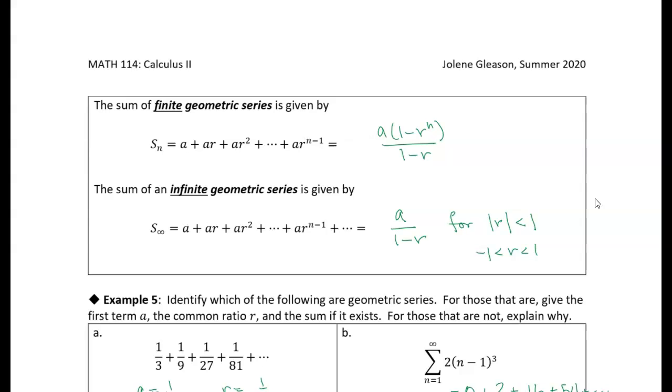All right, so in the next example, we're going to apply this formula. So I'll see you in the next video.